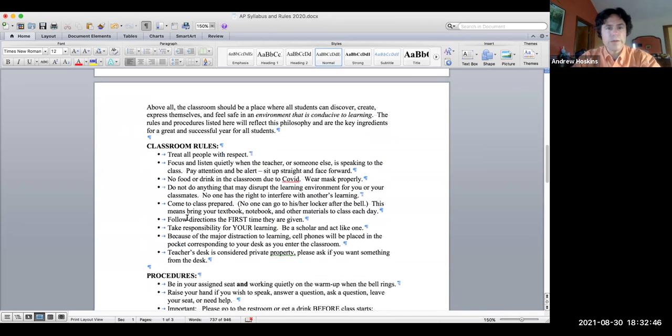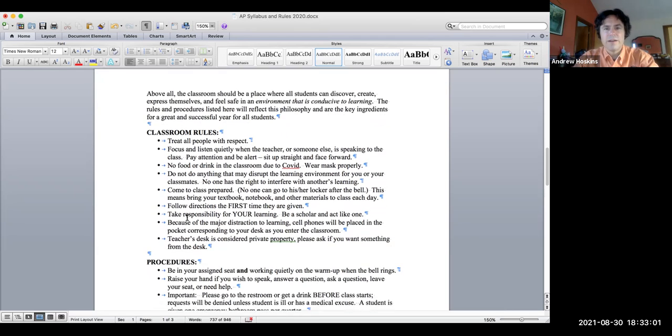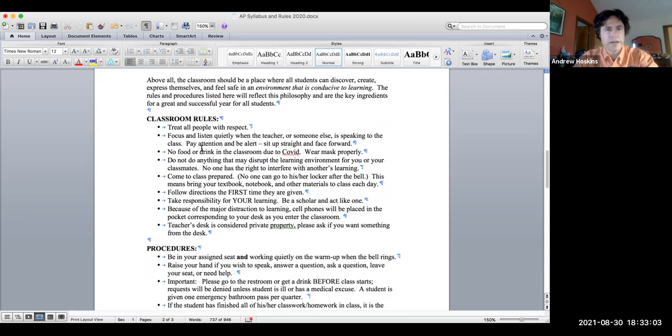Then I want to make sure that students are safe in an environment that is conducive to learning. The main thing here, I guess, right now is COVID safety. So I do enforce students to wear their mask properly and over their nose and so forth. These are some basic rules of the class.